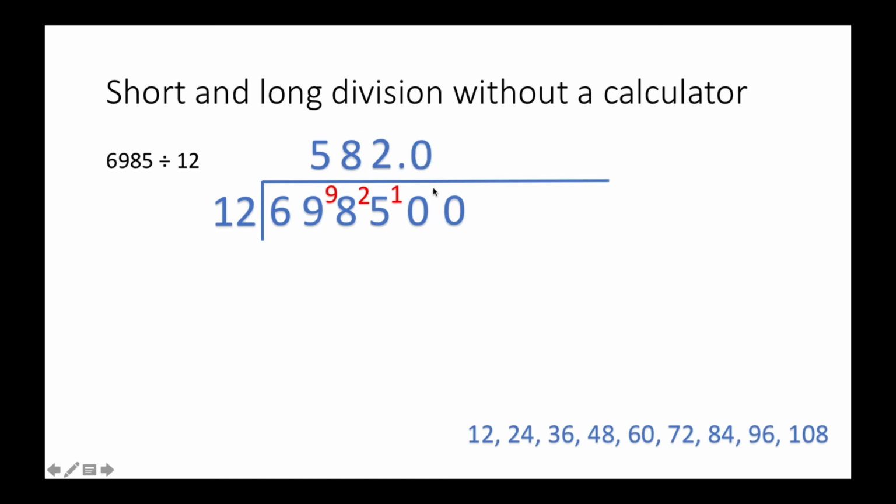And once we put that 0, we can then add another 0 on, and that becomes 100. How many 12s into 100? Well, as you can see, the closest I can get to 100 is 96. And that's 1, 2, 3, 4, 5, 6, 7, 8 times. Pop 8 there. And the difference between 96 and 100 is 4. So it's going to be 4 remainder.